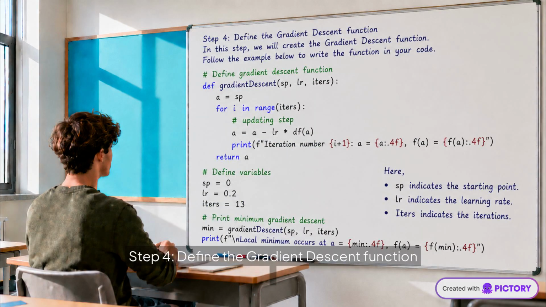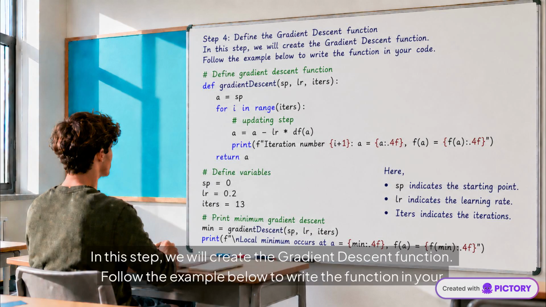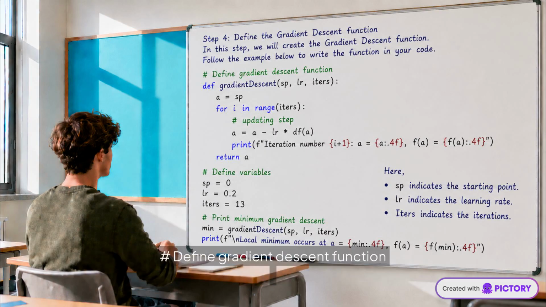Step 4. Define the gradient descent function. In this step, we will create the gradient descent function. Follow the example below to write the function in your code. Define gradient descent function: def gradient_descent(sp, lr, iters): a = sp, for i in range(iters): updating step, a = a - lr * df(a), print f"iteration number {i+1}, a = {a:.4f}, f(a) = {f(a):.4f}", return a.